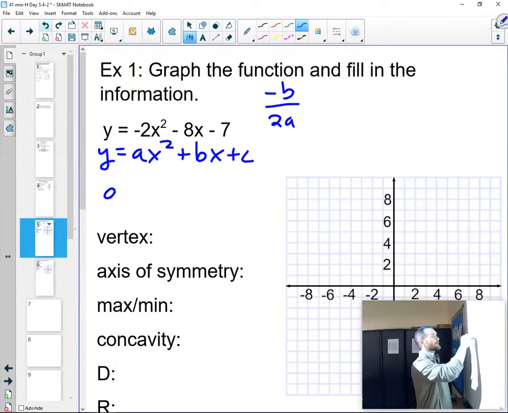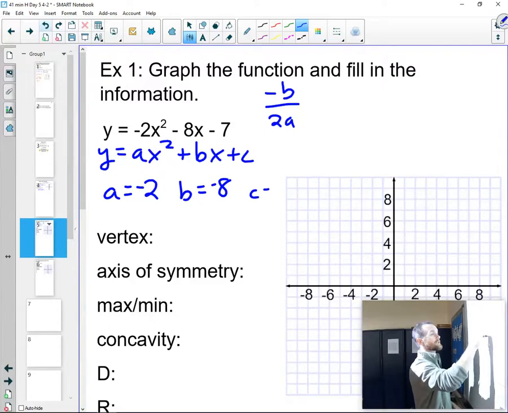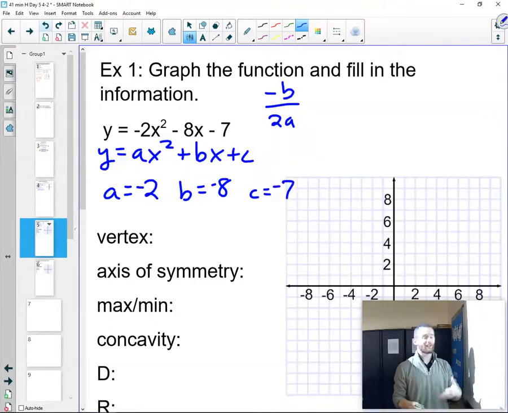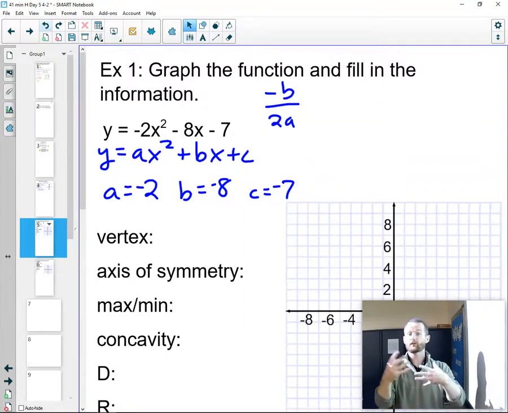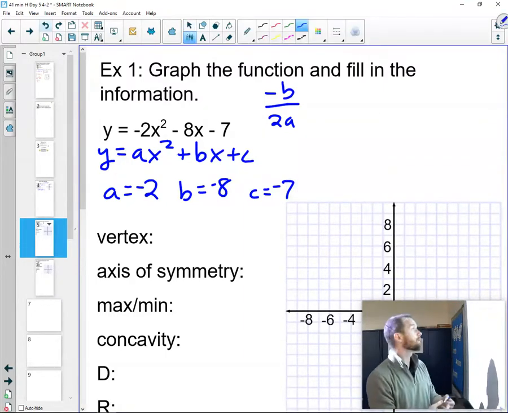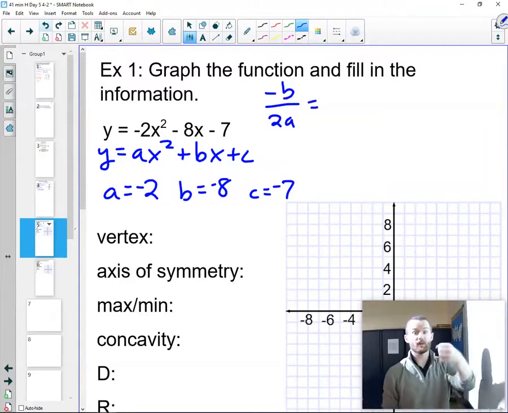That tells us that a equals negative 2, b equals negative 8, and c equals negative 7. If you're good enough that you don't need to write all that down and you can just see it, that's a good thing. I just want to make sure everyone can follow along with the video. Now, we're going to take b and a and substitute them in.